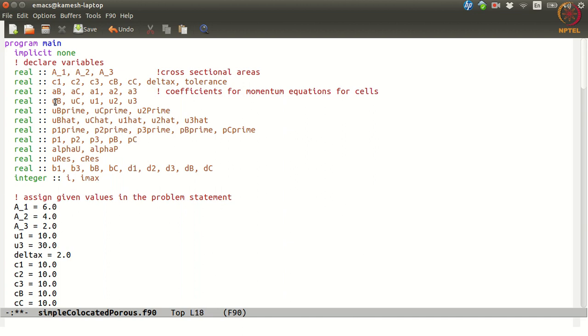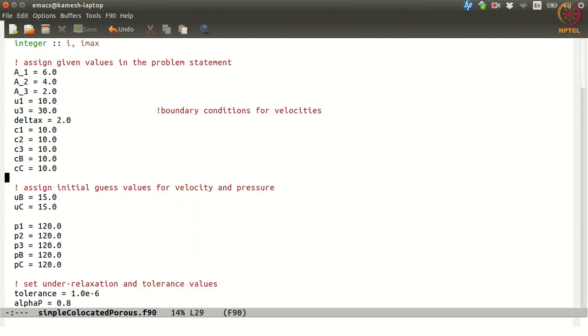These are all the variable declarations. Then we assign the given values in the problem statement. The cross-section area is given as 6, 4, 2 at faces 1, 2, 3, and U1 is given as 10, U3 is given as 30. These are the boundary conditions for velocities. Then delta X equals 2. Of course the porosity constants C1 and the rest, I'm taking as 10. You are welcome to take any other values in a particular problem.